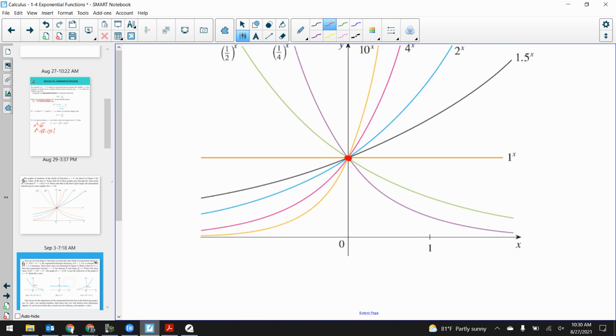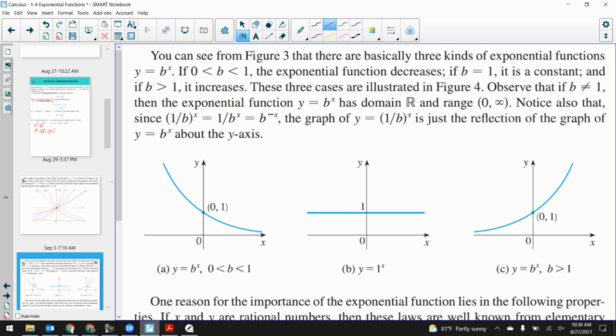Okay. You can see from figure 3 that there are basically 3 kinds of exponential functions. Ones where the base is between 0 and 1, one where the base is 1, and I wouldn't even call that an exponential function, and if b is greater than 1. These 3 cases are illustrated down below.